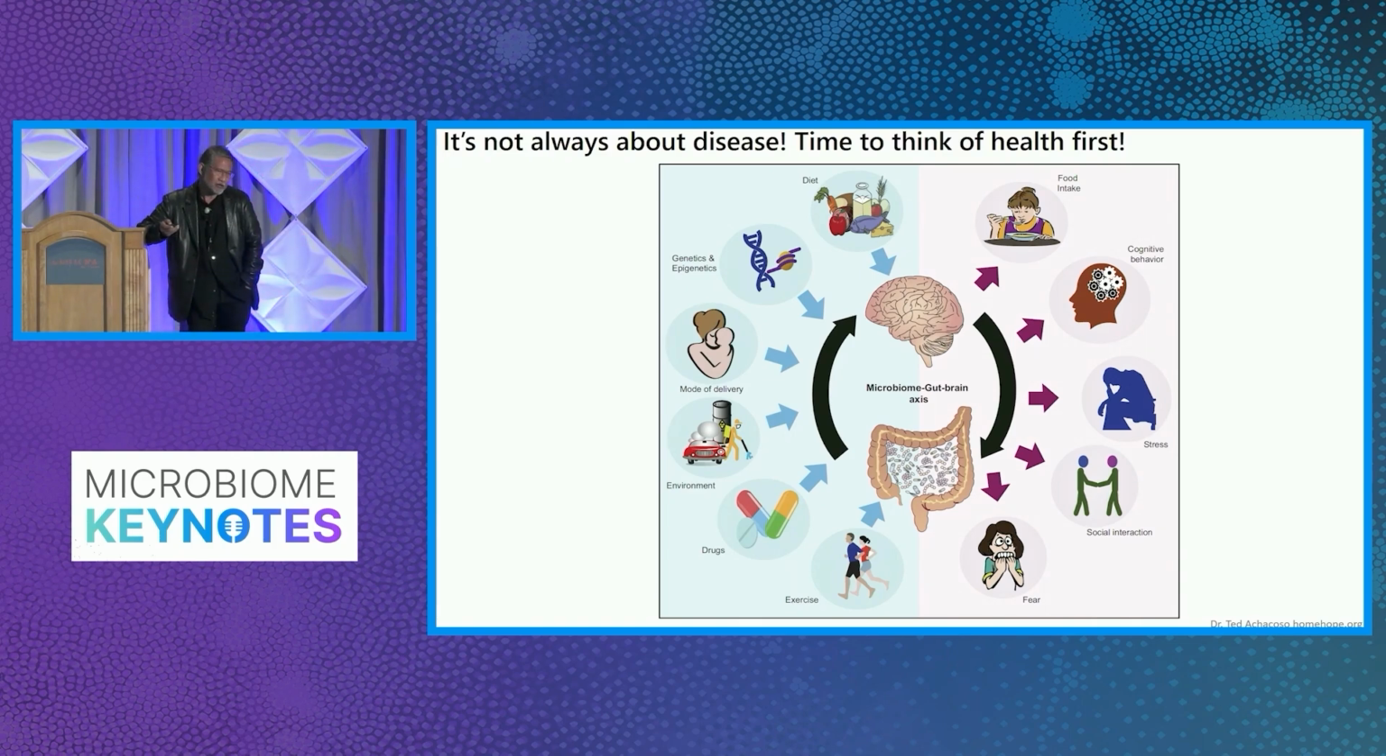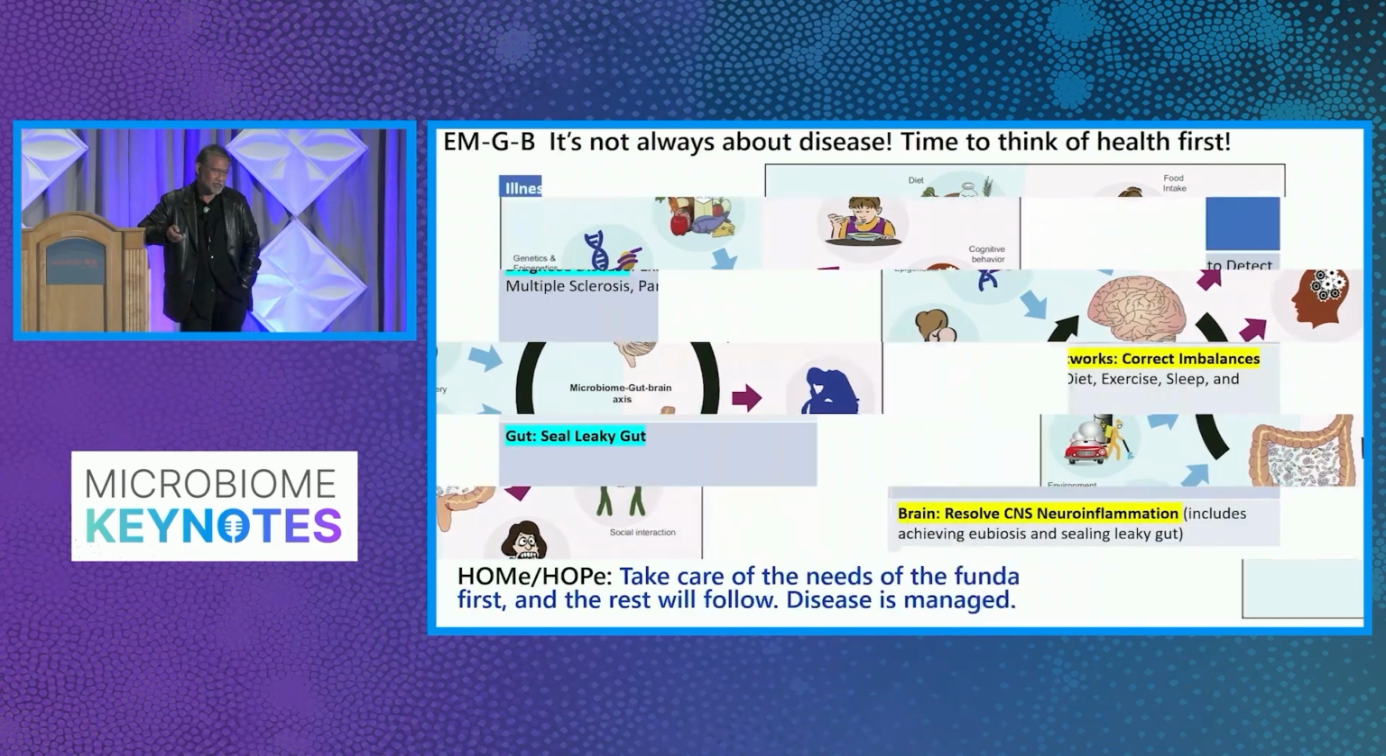So you could see here that diet, genetics, and epigenetics, mode of delivery, environment, drugs, and exercise affect the enteric microbiota-gut-brain axis, and it will affect the behavior, food intake, cognitive behavior, stress, social interaction, fear. And as I said earlier, it can affect your enlightenment because it affects your default mode network. It can affect your spirituality because it affects your periaqueductal gray. Take care of this organ that grows after you're born or after your patients or clients are born.